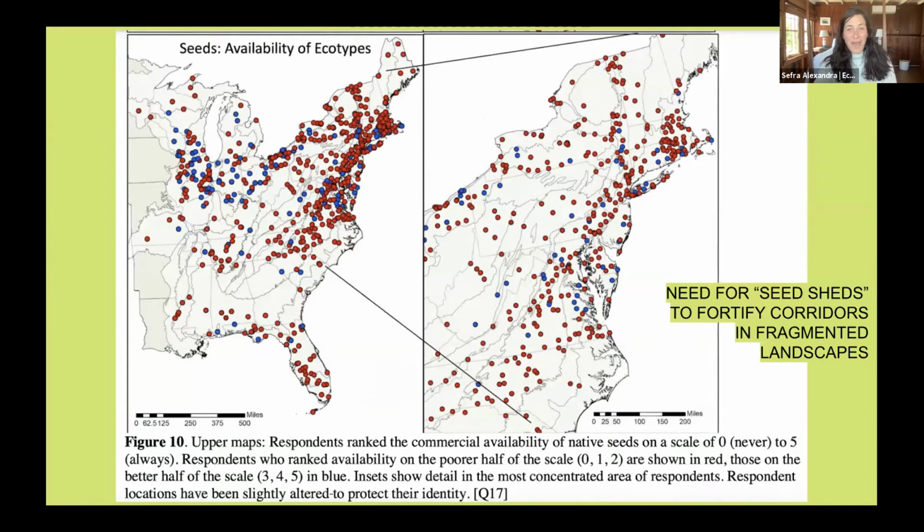Again, this map just shows you, the red dots show that ecotypes are really not commercially available in those areas. So it really is a huge need. And so this becomes a supply and demand situation where what we need to do is, Ken Green formulated this concept of seed sheds. We need to be producing, collecting, saving, sharing, growing seeds within these certain eco-regional or bioregional areas. We think about watersheds, and now we need to think about seed sheds.